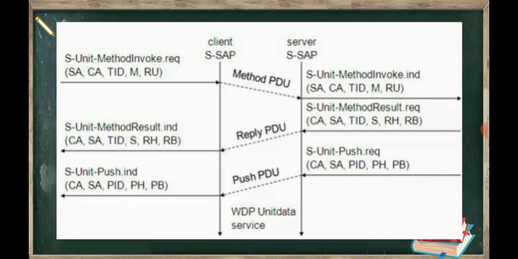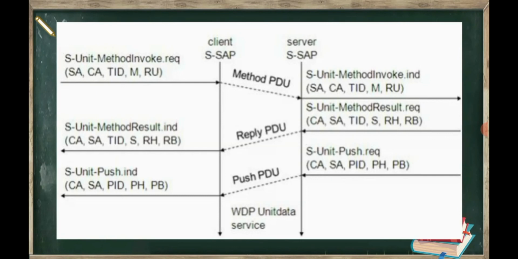Here S-Unit-Method-Result.request has 6 parameters: CA, client address; SA, server address; TID, transaction identifier; S stands for status, RH stands for response header, and RB stands for response body. The S-Unit-Method-Result.ind primitive is the same.